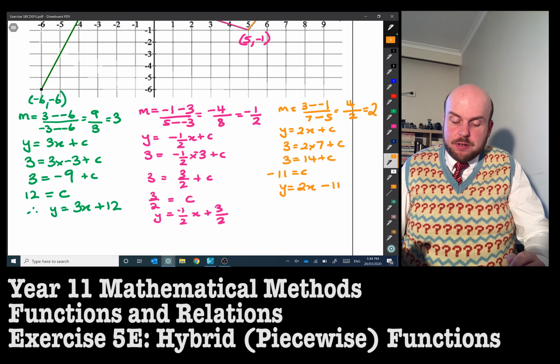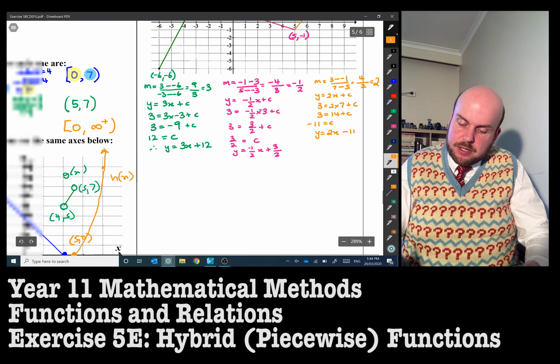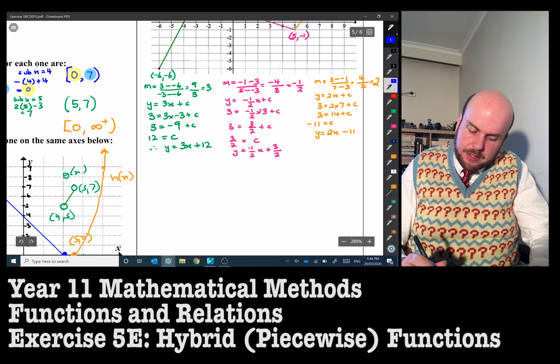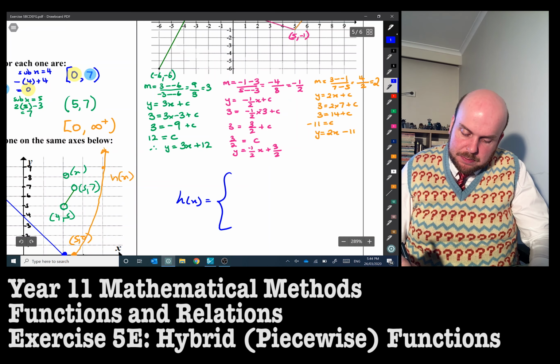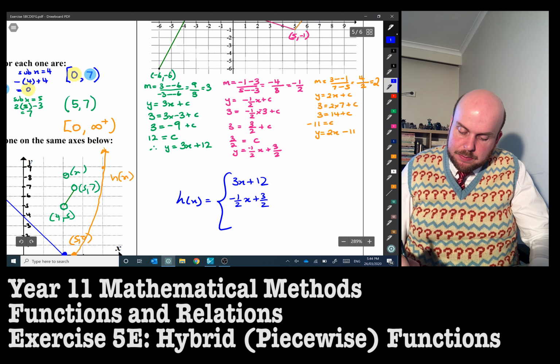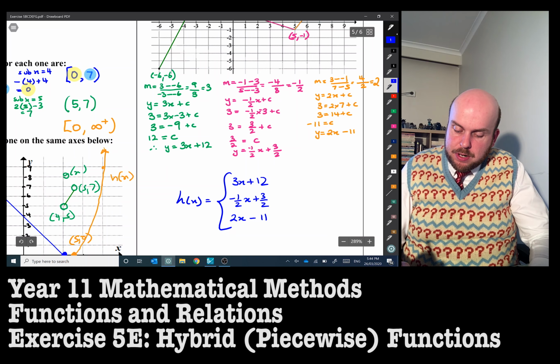So now all we need to do is write the hybrid function. So the hybrid function, which we can call h of x, has these 3 components. So 3x plus 12, -1 over 2x plus 3 over 2, and 2x minus 11. And then all we need to write is the domains for each of these.